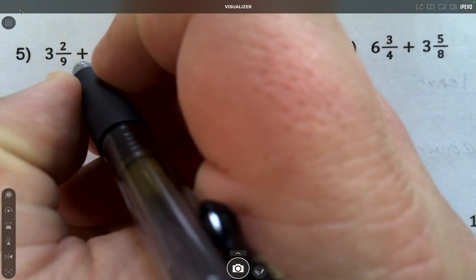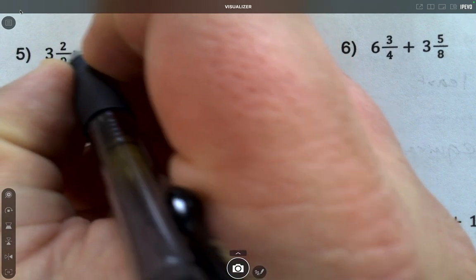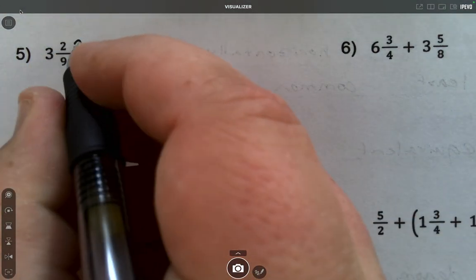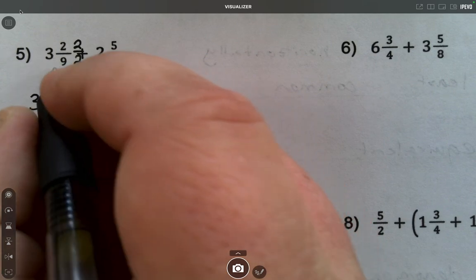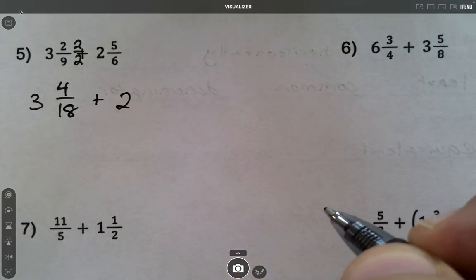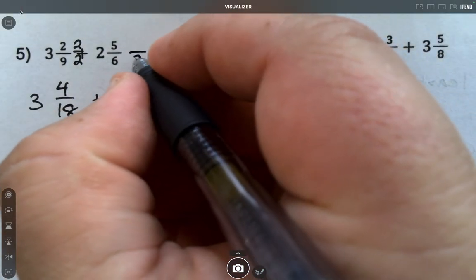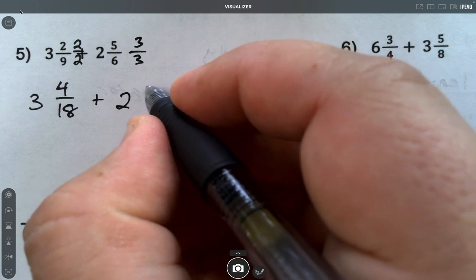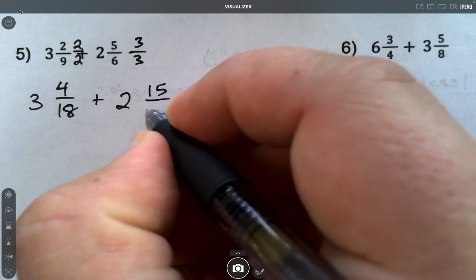So to get 9 to turn to 18, we multiply by 2. And whatever we do to the bottom, we have to do to the top. 2 times 2 is 4. 9 times 2 is 18. And we have to multiply 6 by 3 to get 18. 5 times 3 is 15. 6 times 3 is 18.